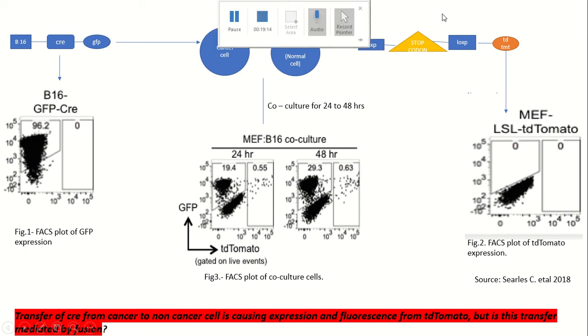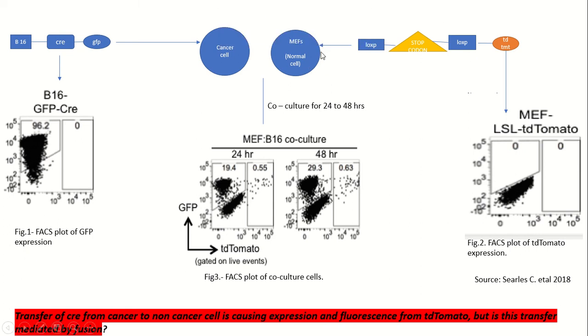What they did was use a construct of the tdTomato gene associated with a LoxP stop codon LoxP site, and in this case, due to the presence of the stop codon, the normal cell was not able to express tdTomato fluorescence, as can be seen in the FACS analysis. 0% of these cells are expressing tdTomato.